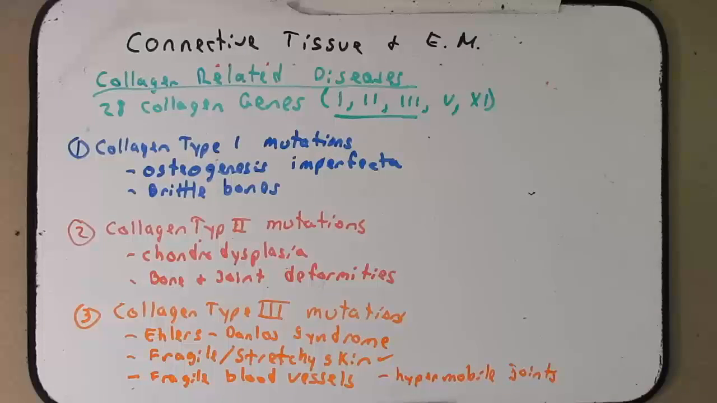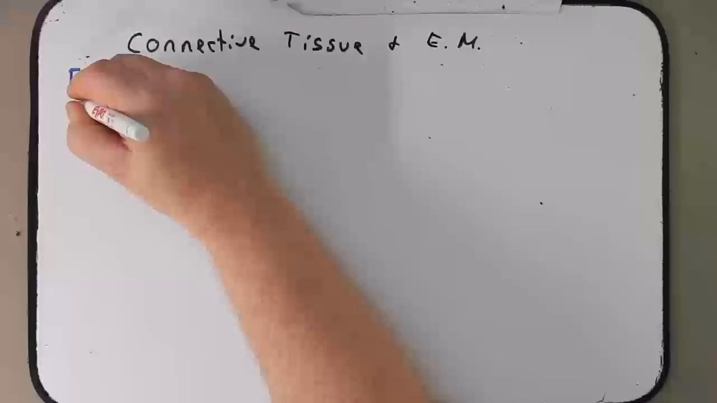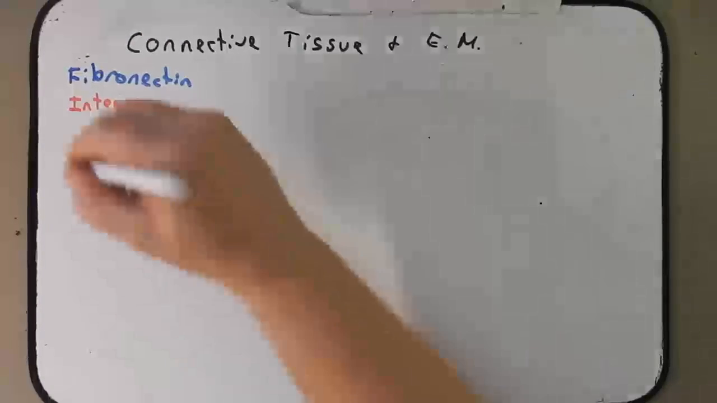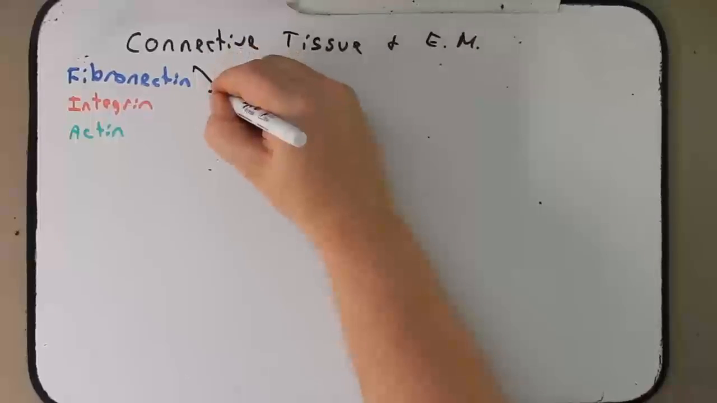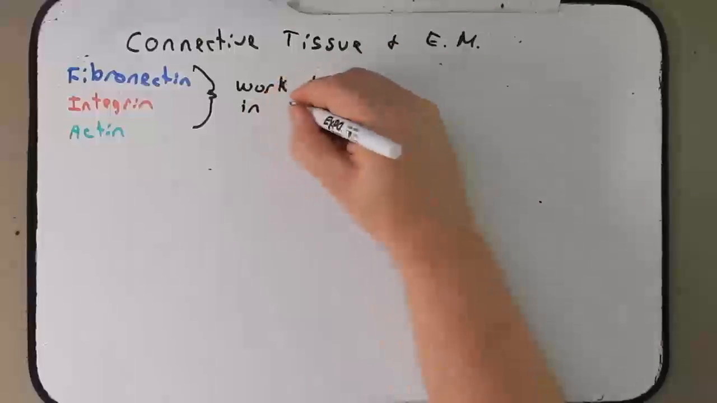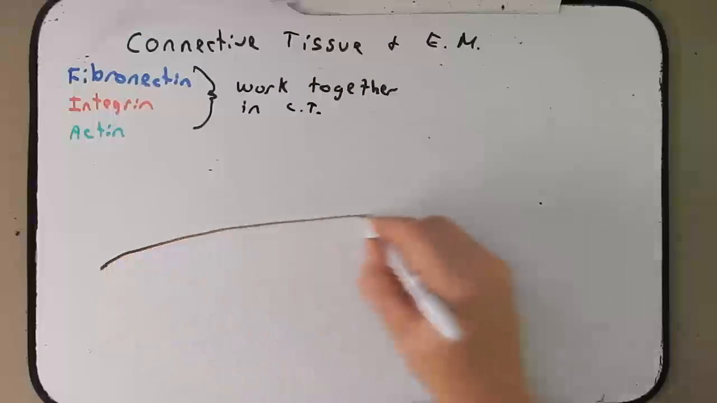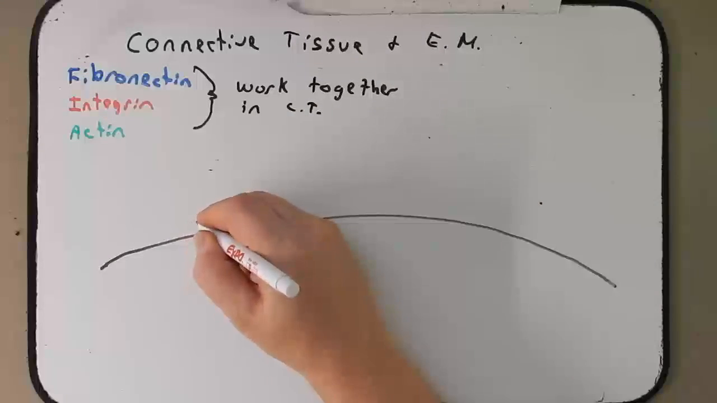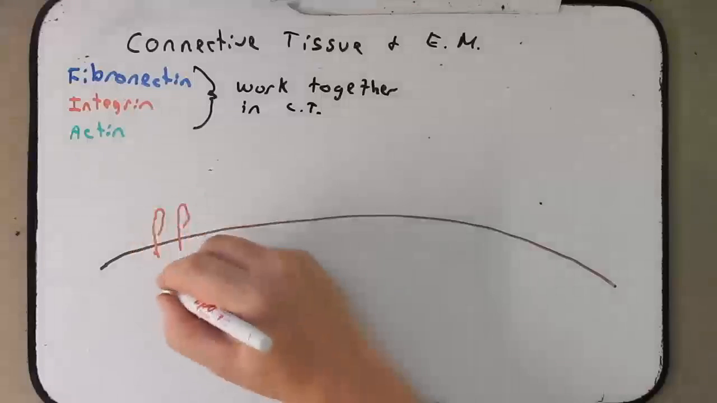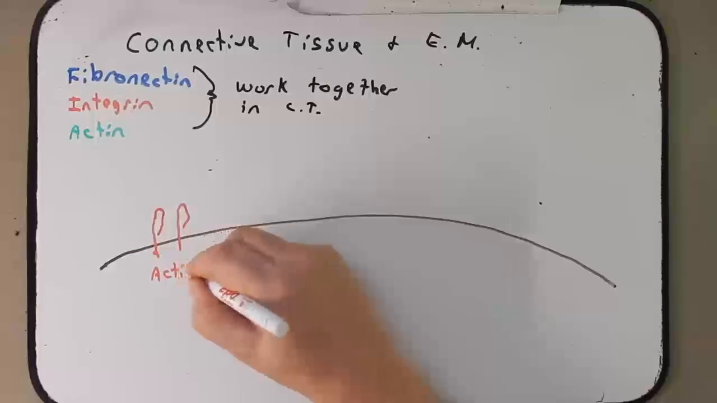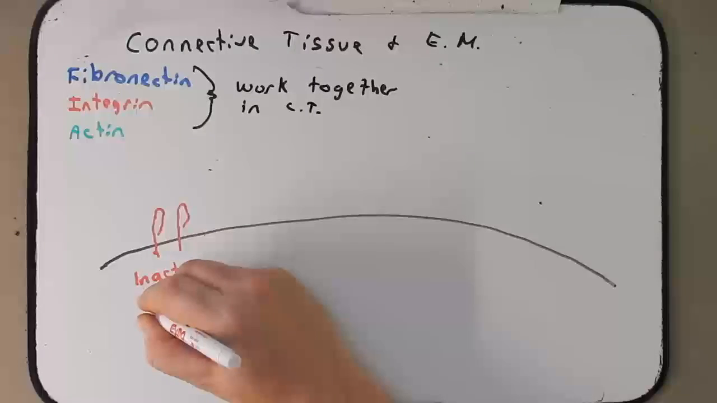So next I want to talk about the role of fibronectin, integrin, and actin in connective tissues. So how do these work together in connective tissues? So first, let me draw a plasma membrane. The integrin protein usually will exist in a dimer. And in this state that I've just drawn them, I'm trying to show you them as an inactive integrin.